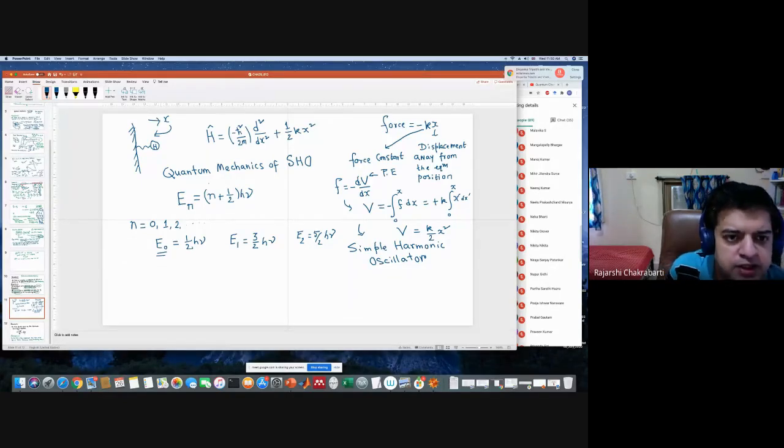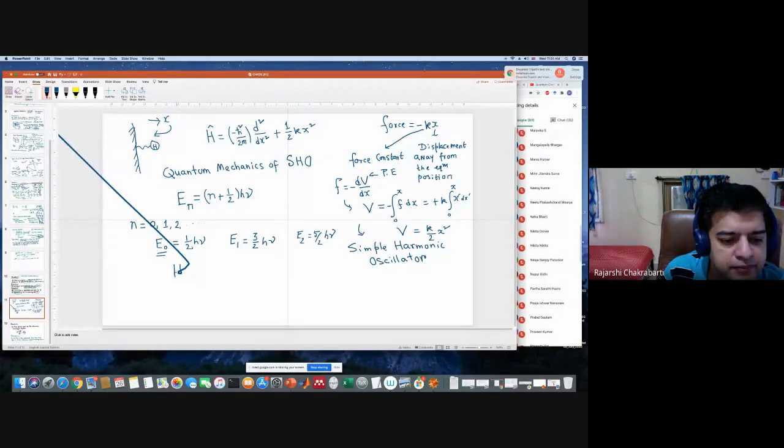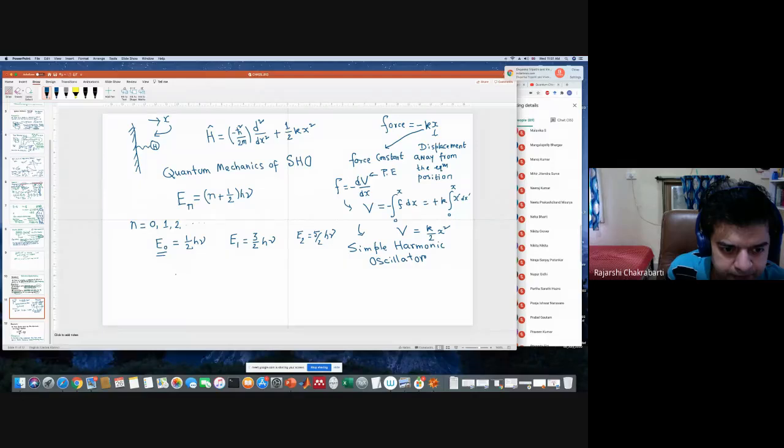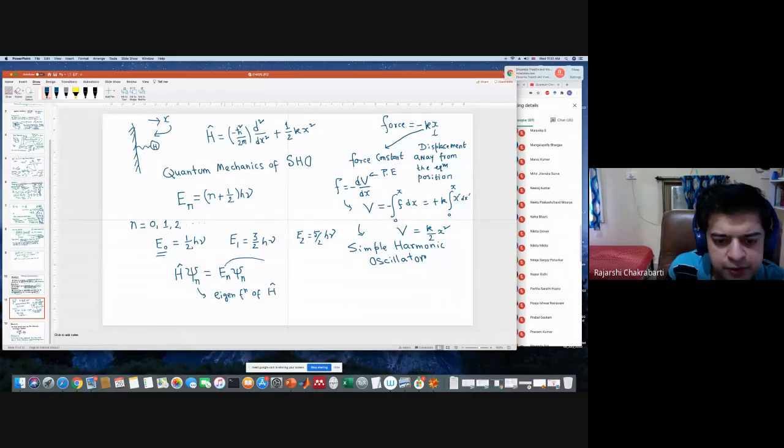Why eigenvalues? Because if you take this operator h operating on the wave function psi, which will have a subscript n, you'll see that you'll get En times psi n, and the psi n is the eigenfunction of h, and these are the eigenvalues.